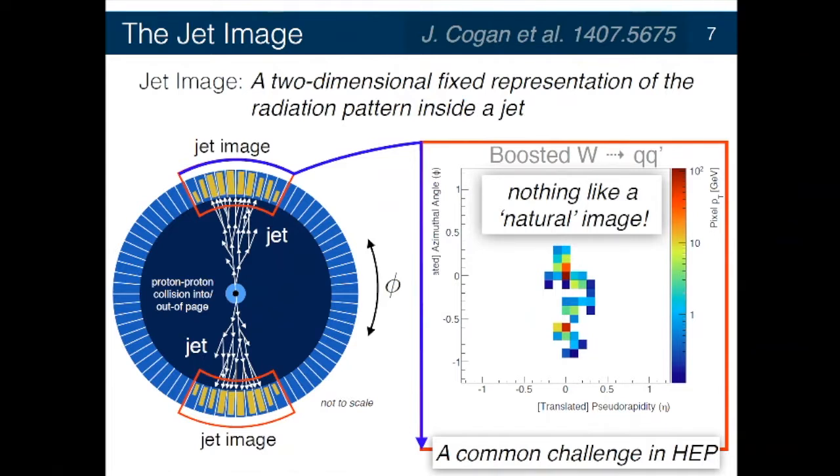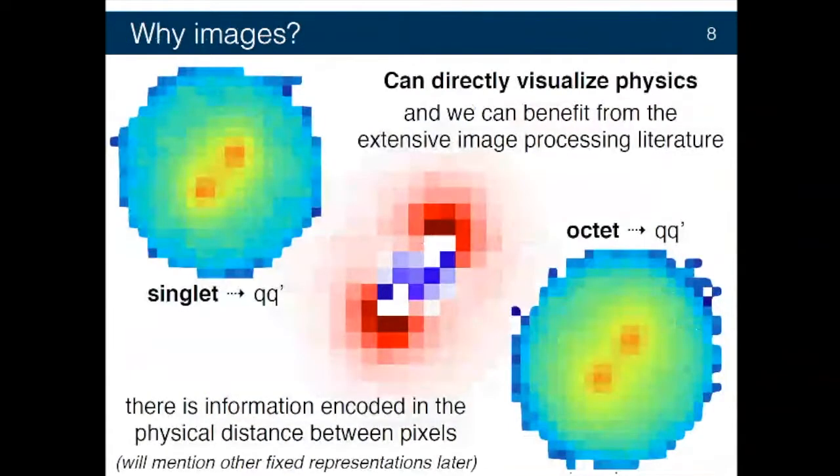And so it's very difficult on an event-by-event basis to tell from this image what exactly it looks like. In particular, the occupancy is very low. There are no sharp, smooth features. This is a common challenge in high-energy physics, and in particular for jets, which I'll highlight after the rest of this talk. Now, why images?